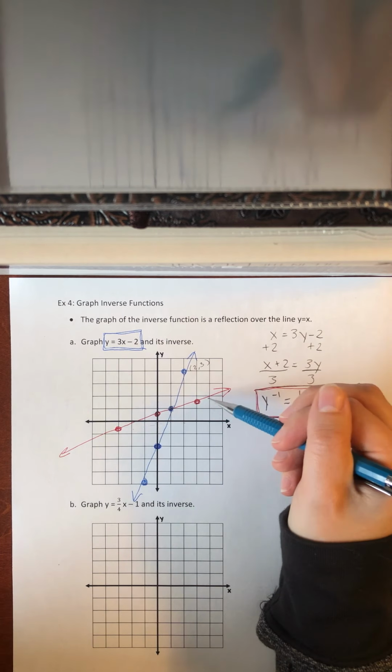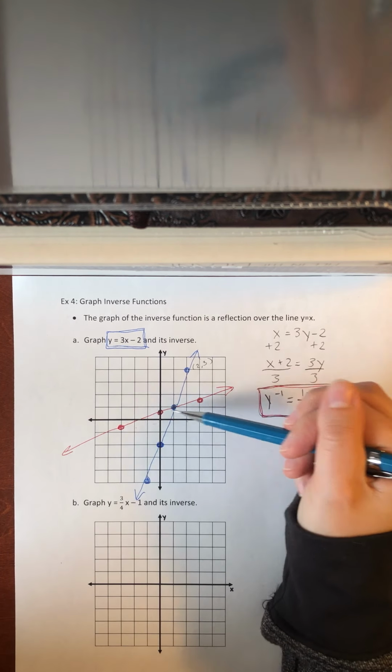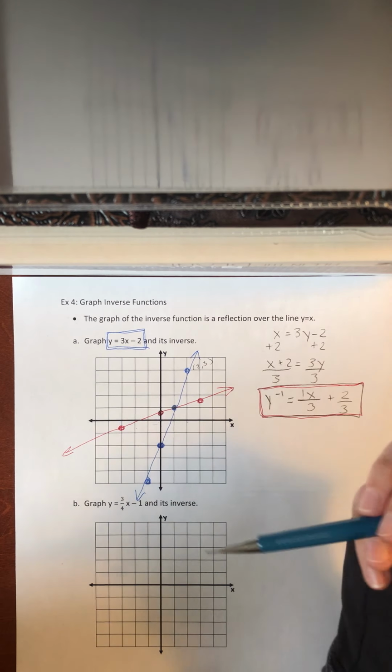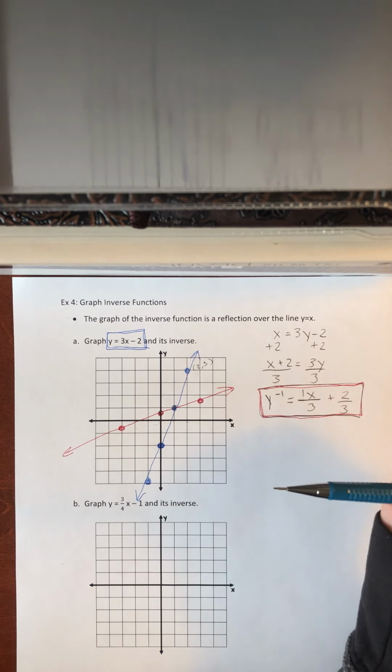So another way you could do it, instead of doing it this way, is you could just flip all of your points on your line. And then that'll give you, and connect the dots, and that'll make a line of your inverse function.